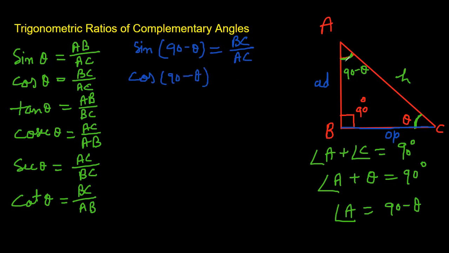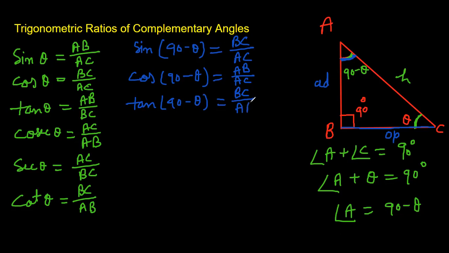Cos of A, we are saying, and the angle A is 90 minus theta. So cos for this angle is adjacent by hypotenuse, so we have AB over AC. And we can write tan of 90 minus theta also. Tan of 90 minus theta would be tan for this angle A, which is opposite by adjacent, BC divided by AB.